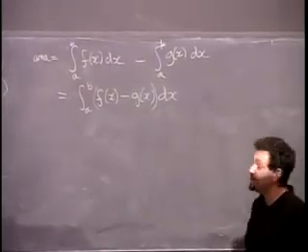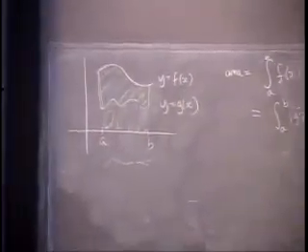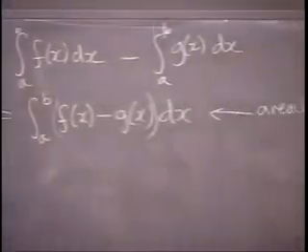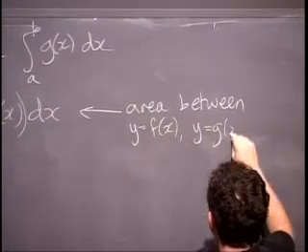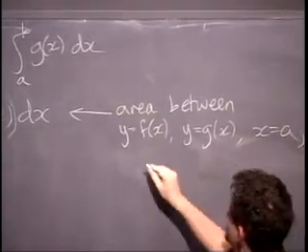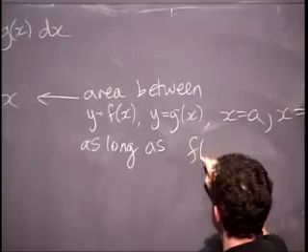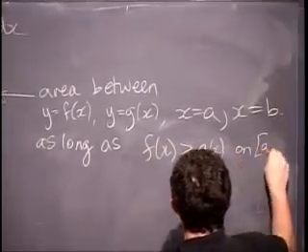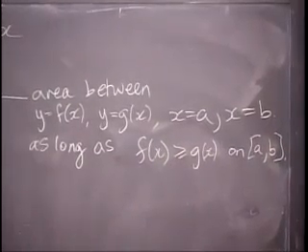It also works out if f is also below the axis, or bits of f go down. So this is the area between y equals f of x, y equals g of x, x equals a, that vertical line on the left, and x equals b, as long as f is above g. f of x has to be bigger than g of x on the interval. Okay, so if f is on top of g, that's the valid formula.